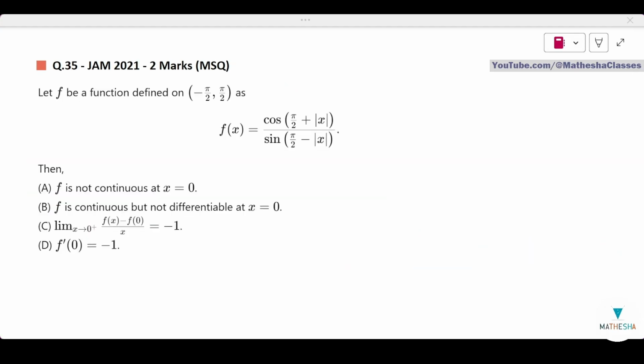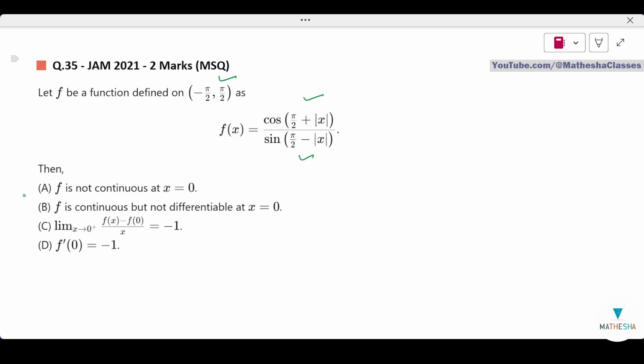Let us come to the next question. It has been asked in JAM 2021, question number 35 of 2 marks. Here we have been given a function f. fx is defined in the open interval minus pi by 2 to pi by 2, and it is defined as fx is equal to cos of pi by 2 plus mod x upon sin of pi by 2 minus mod x.